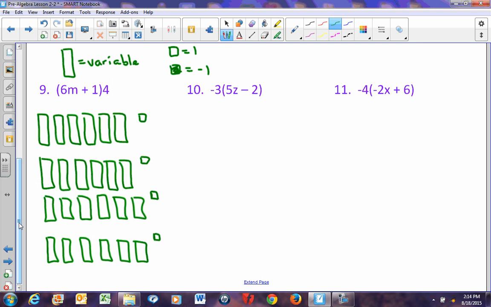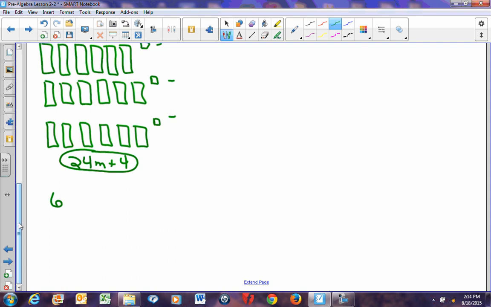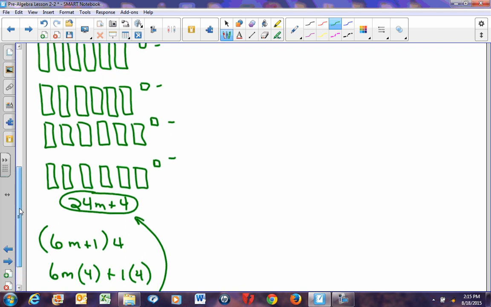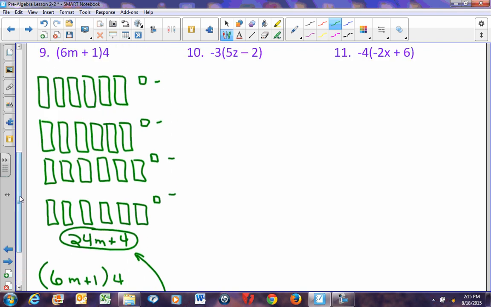Okay, so I now have 24 of those little m's. So I have 24m plus 1, 2, 3, 4. Using tiles to me is quite annoying because I could have easily done this a lot faster. Make 6m plus 1 times 4 by doing 6m times 4 plus 1 times 4, which would be 24m plus 4. Same thing I got using the tiles. You need to understand that that's how you use it if you use tiles.